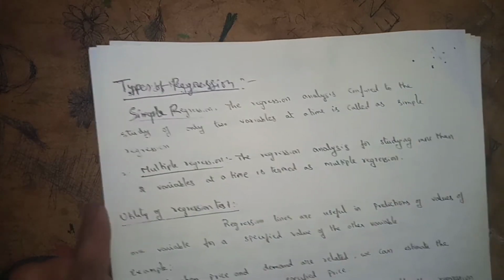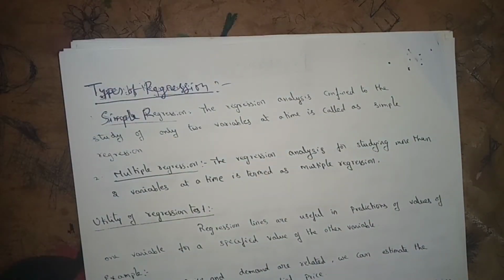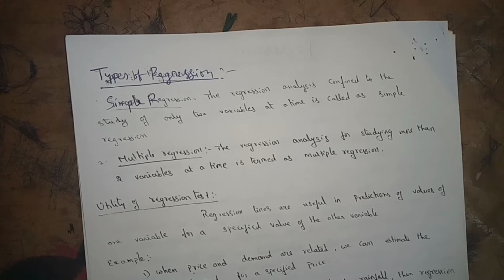Now the next one is types of regression: simple regression and multiple regression. There are two types of regression. Simple regression: the regression analysis is confined to the study of only two variables at a time. Multiple regression: the regression analysis for studying more than two variables at a time is termed multiple regression.